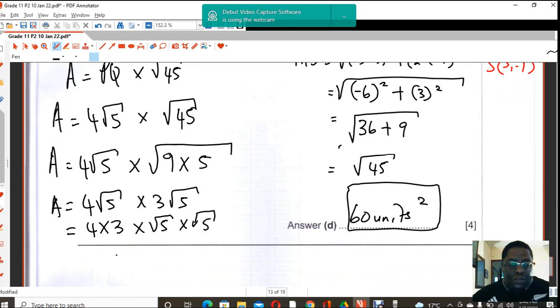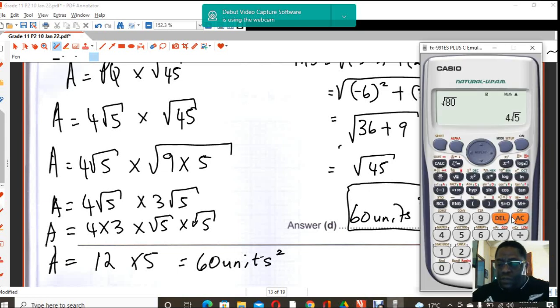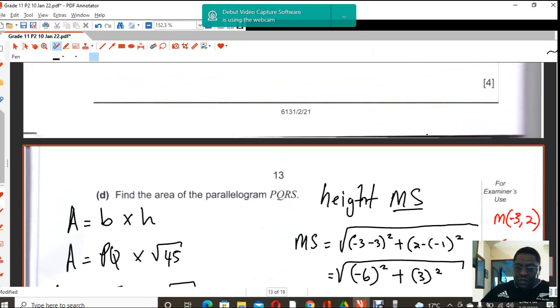All right, so this gives you 12 times 5, which equals 60 units squared. Anyway, you don't have to take all this long way. You can grab a calculator, simply say 4 root 5 times root 45. 60. And there you go, you get to the answer. Okay, well, that's how this question should have been answered.